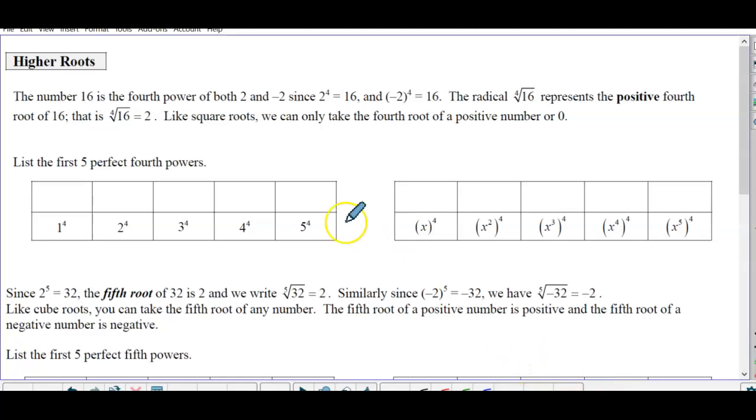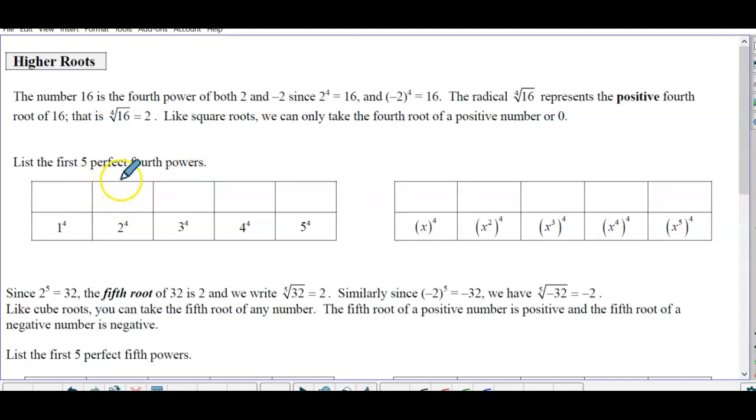Higher roots. So 16 is the 4th power of both 2 and negative 2, since 2 to the 4th is 16 and negative 2 to the 4th is 16. The radical 4th root of 16 represents the positive 4th root of 16. So you take 2, never negative 2.